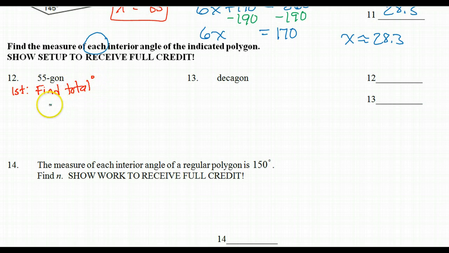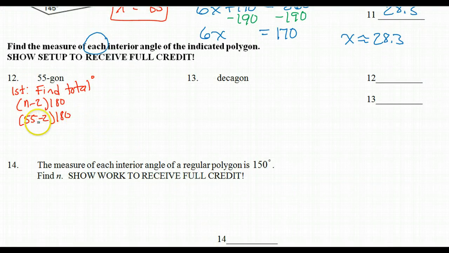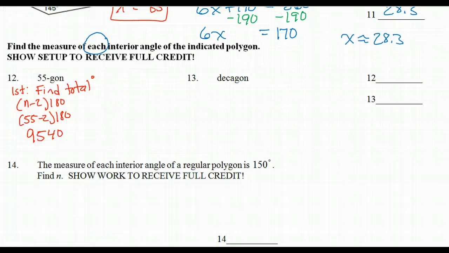Okay, the total degrees. So that's going to be n minus 2 times 180. In this case, for a 55-gon, that's 55 minus 2 times 180. That looks like this. I get 9,540. Okay, so that's the total degrees, 9,540. Did I remember that right? Yes. Alright, so that's the total.